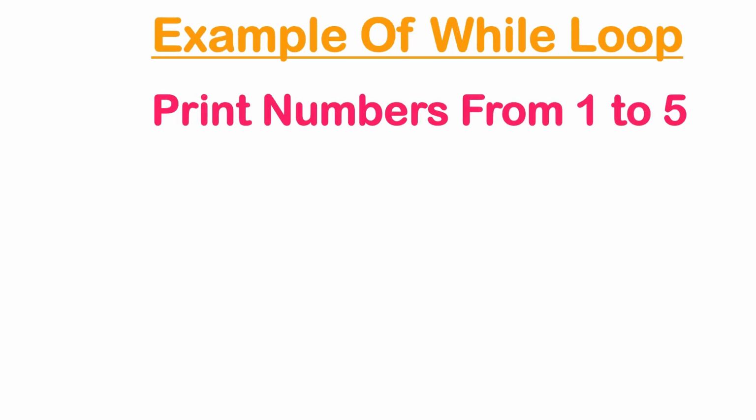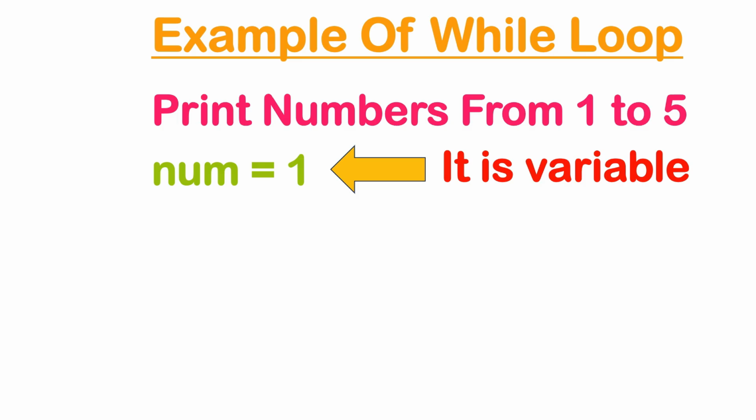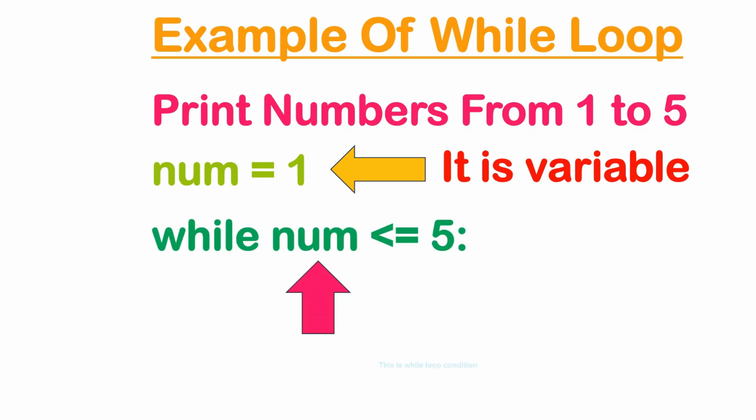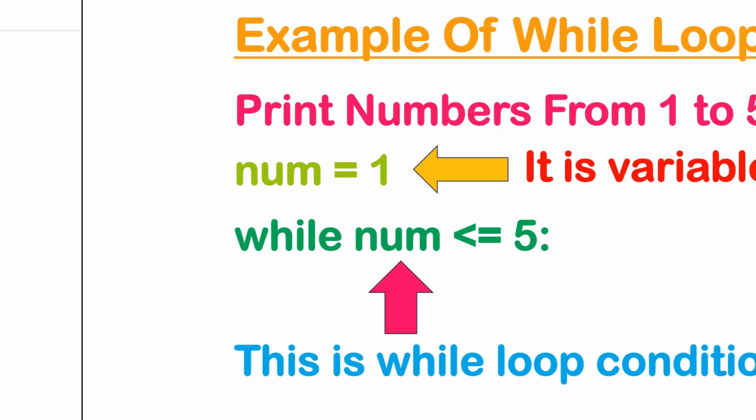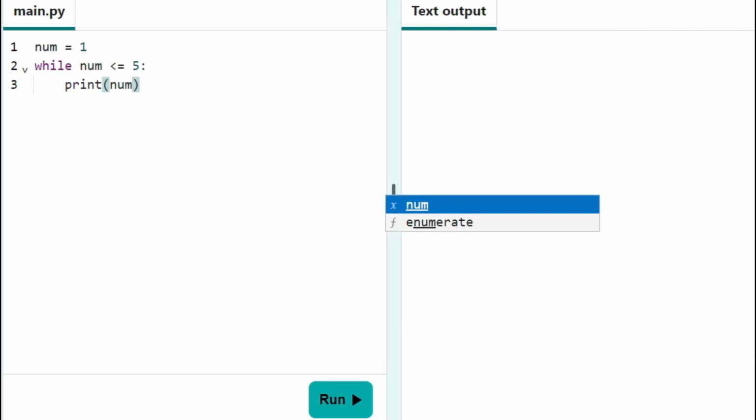So here is a simple example of a while loop that prints numbers from 1 to 5. So number is equal to 1. It is a variable we are setting. Next is the while loop condition, which is while number is less than or equal to 5, colon. Then you need to give some spaces and then print(number), and then number += 1. In the while loop condition, we are putting the condition number less than or equal to 5, and then print number.